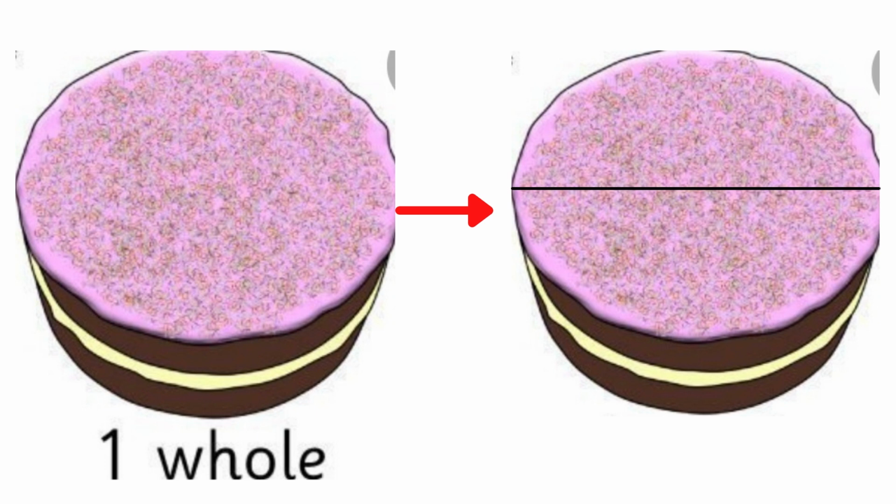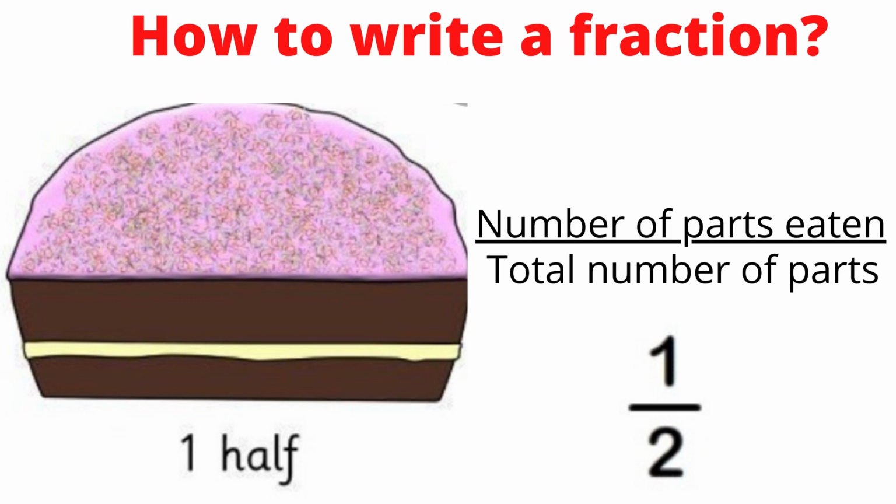I will explain you in detail how to write a fraction. Suppose this is a cake. I have divided the cake into two equal parts. I ate one part out of the total two parts. To show how much fraction of cake I have eaten, I will write the total number of parts in the denominator and number of parts of cake eaten in the numerator. So my fraction is 1 upon 2. It is also called as 1 half.